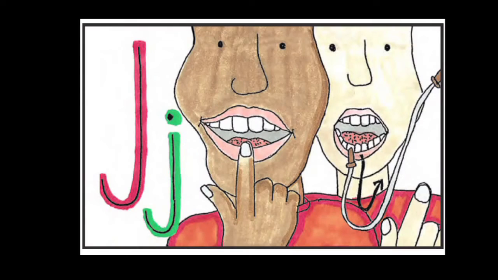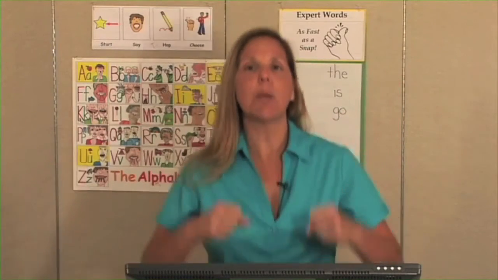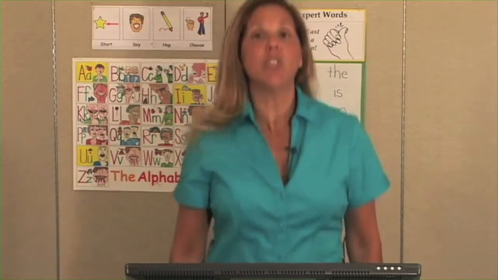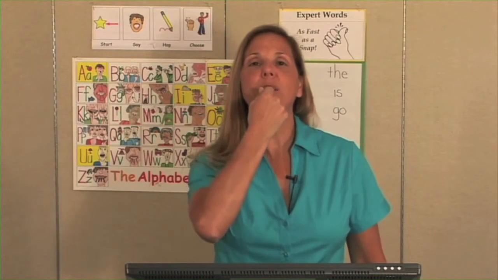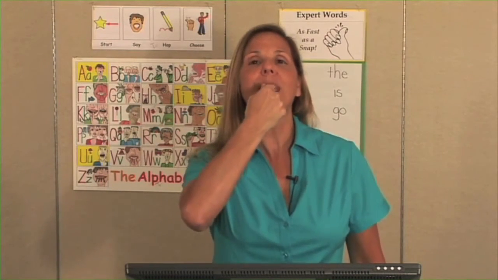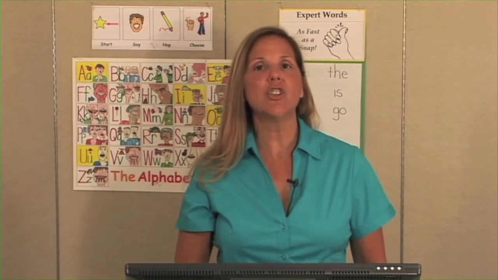J is the jump rope sound. And it really is a sound that sounds like you're jumping rope. Many times with the letter J, I have the kids jump up and down where we go j, j, j, j, just like that. And then I show them that's what the letter J is doing. It's like a jump rope where you jump rope. So we make our hand touch our lips and we go j, and we make the letter J come out of our mouth.